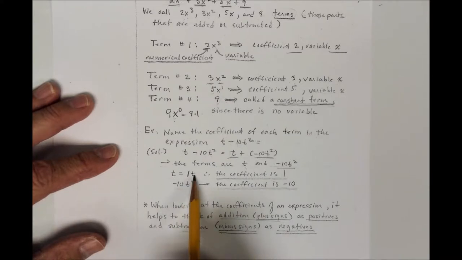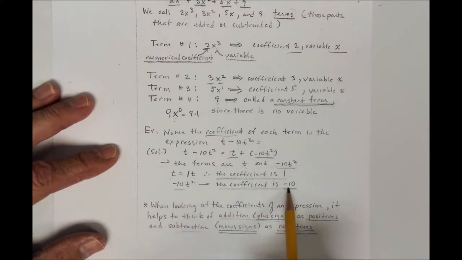T is my variable, but 1 is my coefficient. You're to name the coefficient, so if the coefficient isn't written down there, it's understood to be a 1. If there's a negative sign or subtraction sign in front, then we think of it as a negative 1. Now for the second term, which was negative 10t to the second power, the negative 10 is our coefficient there.